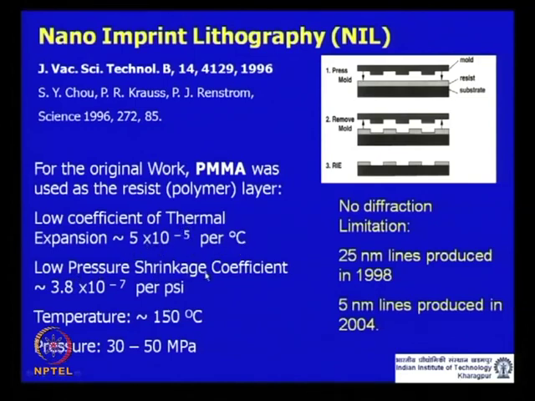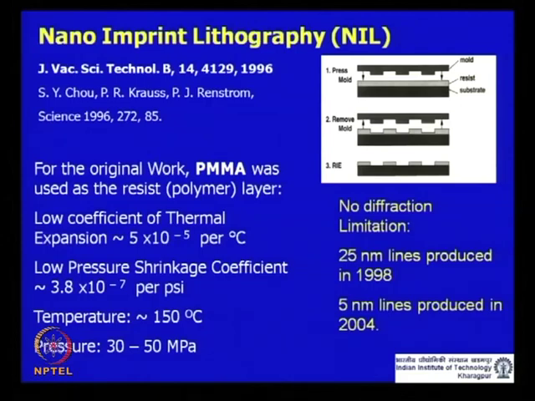The pressure shrinkage coefficient is another very critical parameter, because ultimately, when you are embossing, you are going to apply a high external pressure. So, if there is significant pressure shrinkage within the polymer due to voids present within the structure or within the matrix, it is also detrimental for the whole process. So, you do not really want a very high pressure shrinkage, and so essentially PMMA was picked up for both these nice properties compatible with NIL, a very low coefficient of thermal expansion and a low pressure shrinkage coefficient.